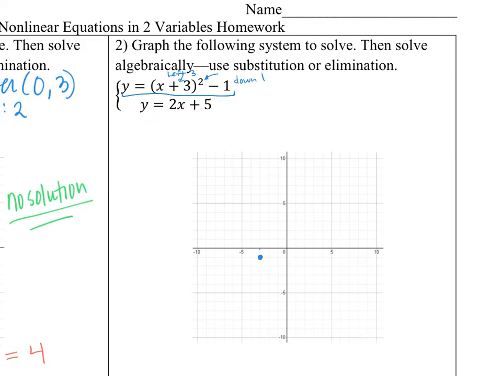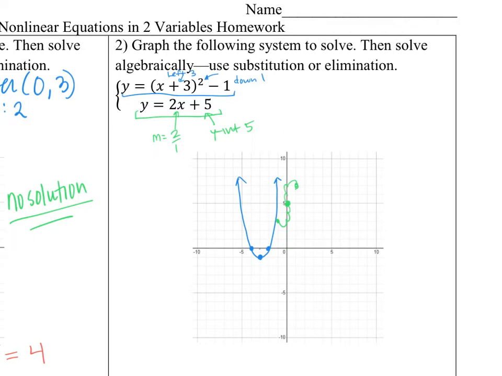You can see there's my vertex, and there's no stretching going on, so it's just going to be left 1, up 1, right 1, up 1. So I'm going to have this picture here. The second equation is again a line, has a y-intercept of 5, or it has been shifted up 5, and it has a slope of 2, or it's been stretched by 2, so it'll go up 2 spaces over 1, down 2 spaces over 1, and so we're getting, my line is not straight.